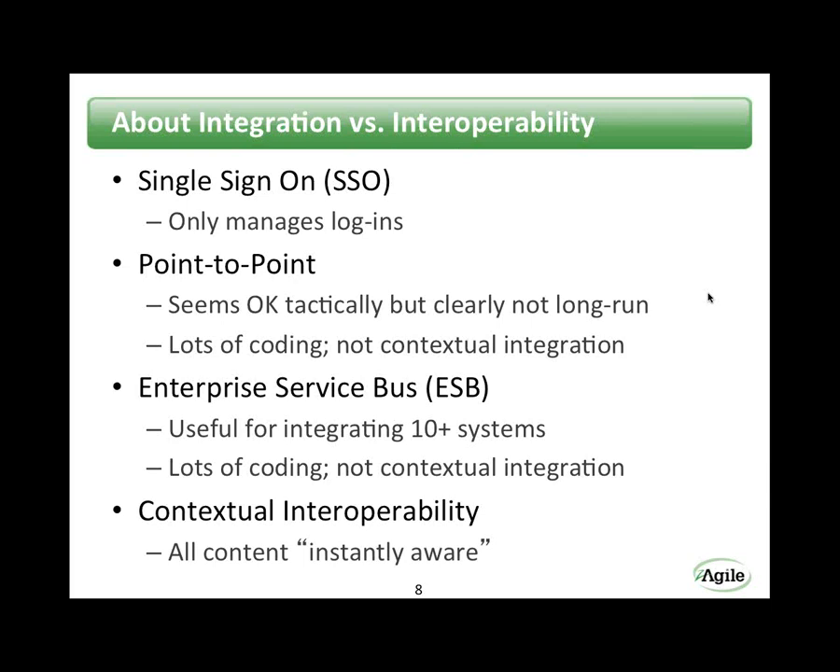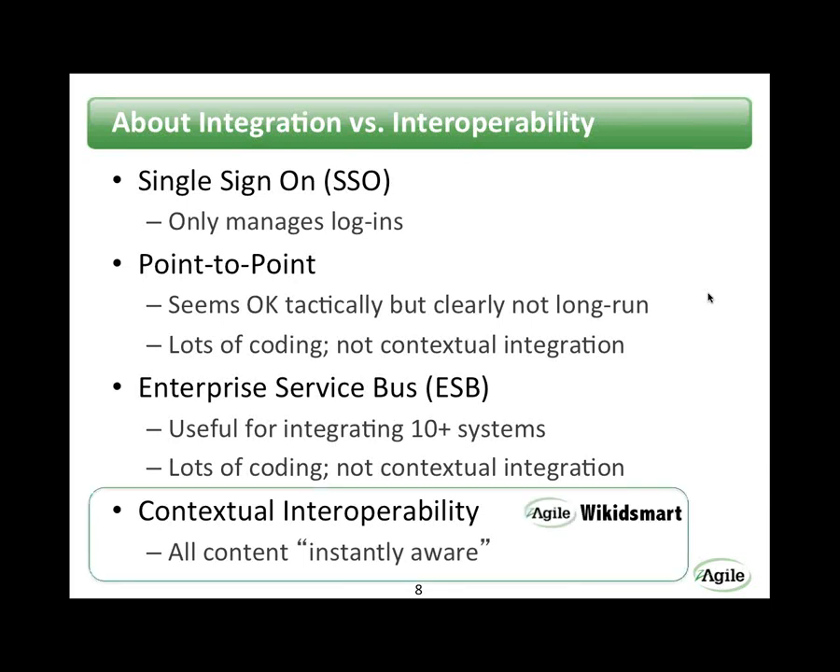So this contextual interoperability is what Zagile's Wikidsmart platform achieves. When you plug in Selenium or you plug in JIRA, they instantly recognize what each other is doing. So you don't have to hard code all that content, the logic, I should say.